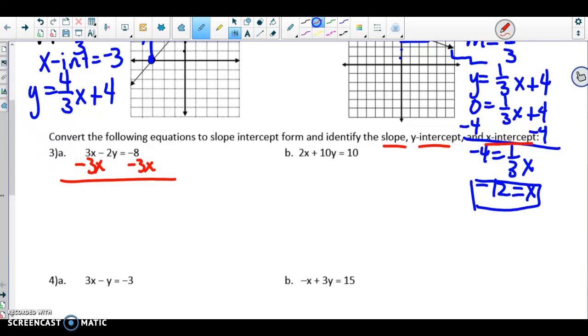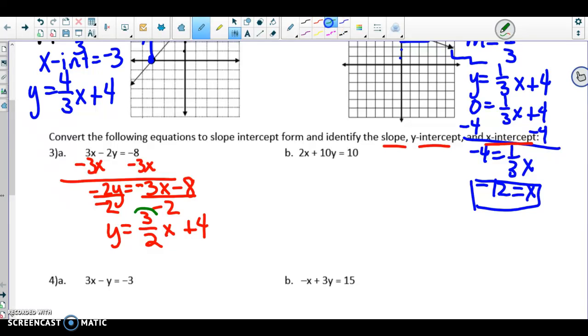I subtract 3x, so I have -2y. Don't forget that negative. We lose our signs. That's where we cause some problems. We just list those out. Divide by -2 on both sides. So y is going to equal 3/2 x plus 4, because those are both negative. My slope is going to be 3/2.